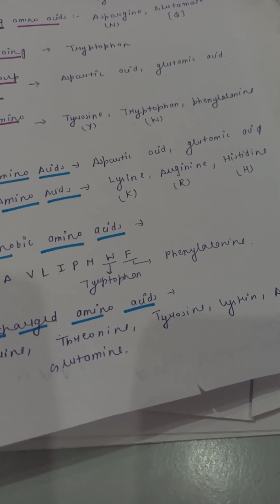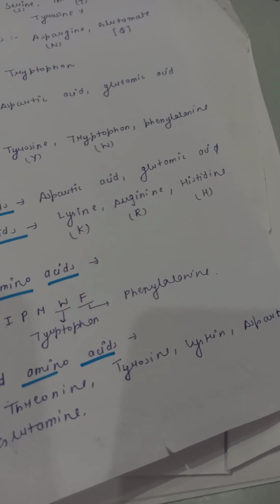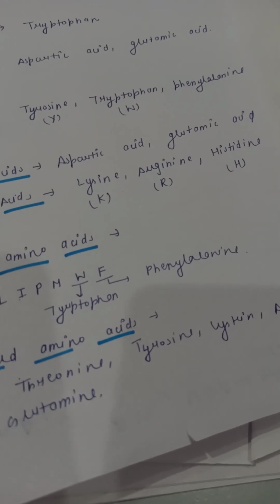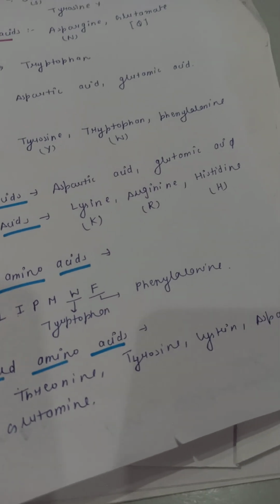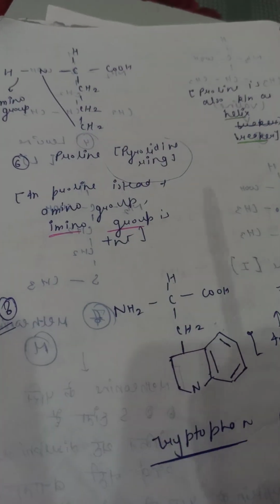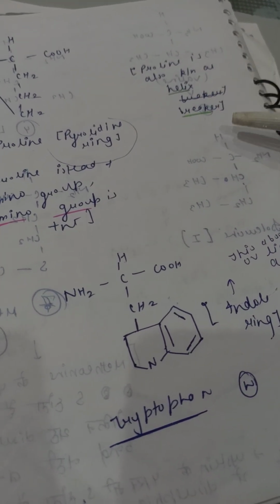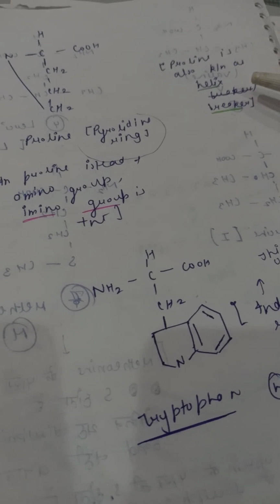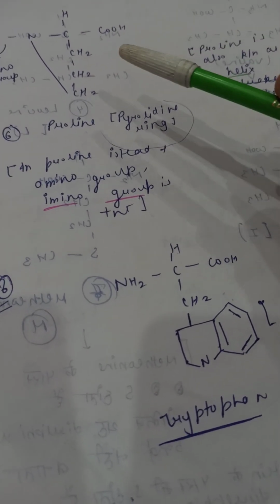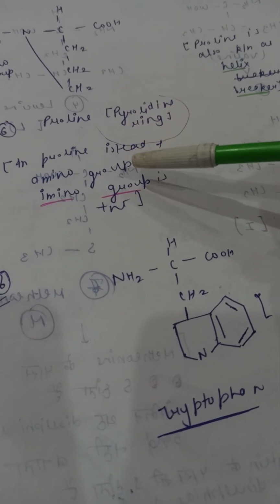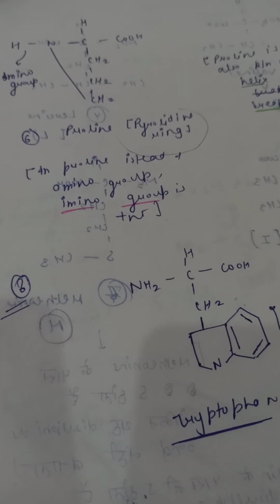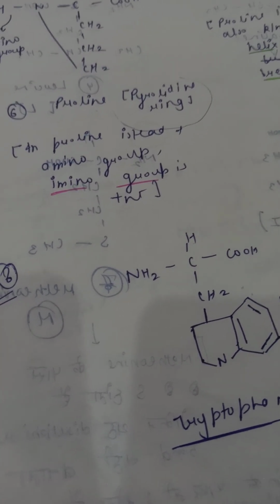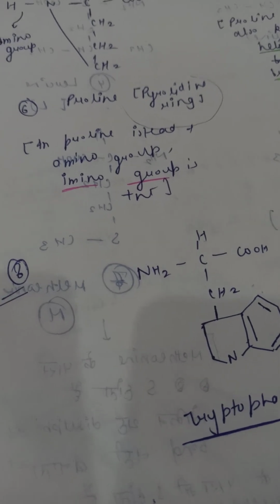Now I will tell you some basic tricks for learning amino acids, some important points that I think will be beneficial. Proline is an amino acid which is basically a helix breaker, so proline is also known as the helix breaker. In proline, instead of an amino group, an imino group is present, which means in proline the amino group is not present; the imino group is present.